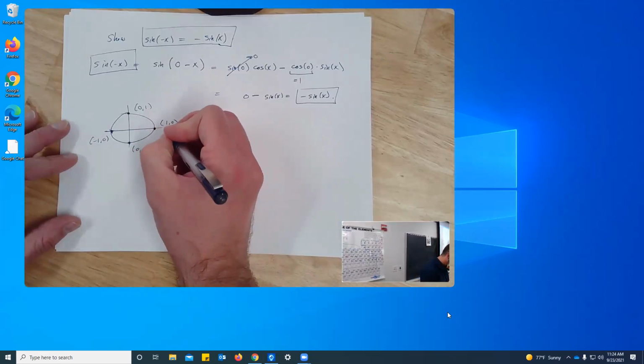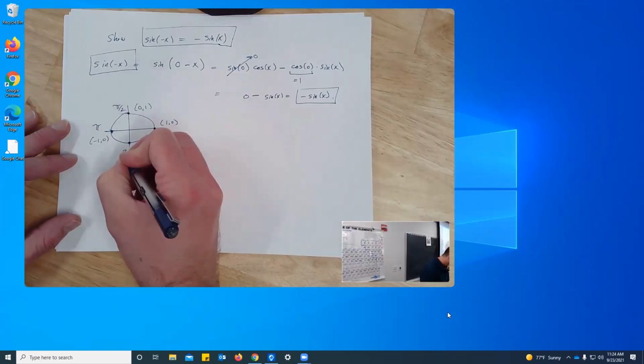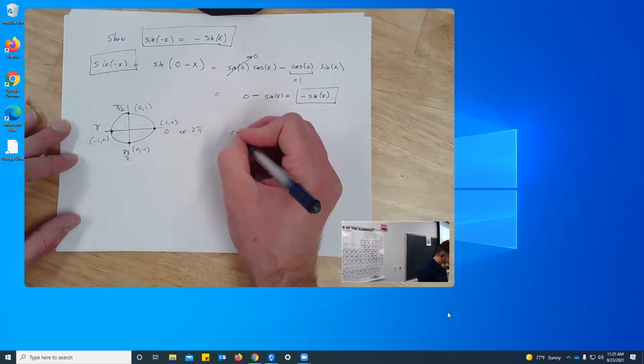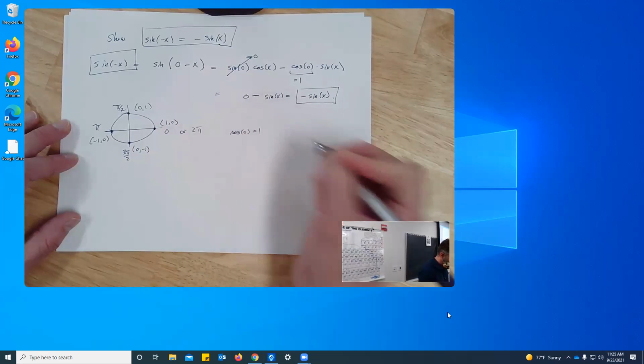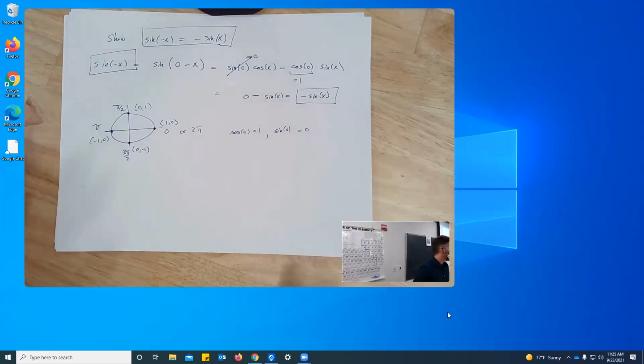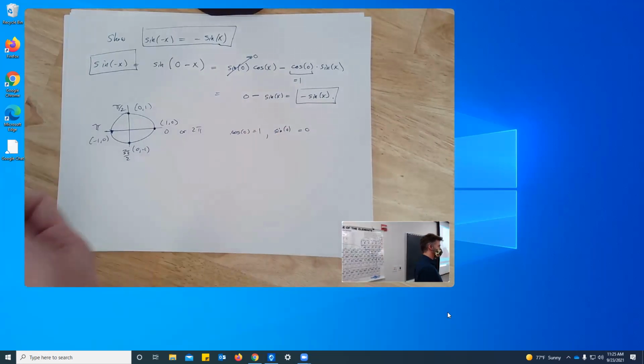So this angle is 0 radians. This is pi over 2 radians. This is pi. This is 3 pi over 2. This is also 2 pi radians. So cosine of 0, that's the x coordinate. And sine of 0, that's the y coordinate. That's how I usually think about finding sine or cosine of any of the quadrantal angles, like 90 degrees or pi over 2 or 180 degrees or pi.